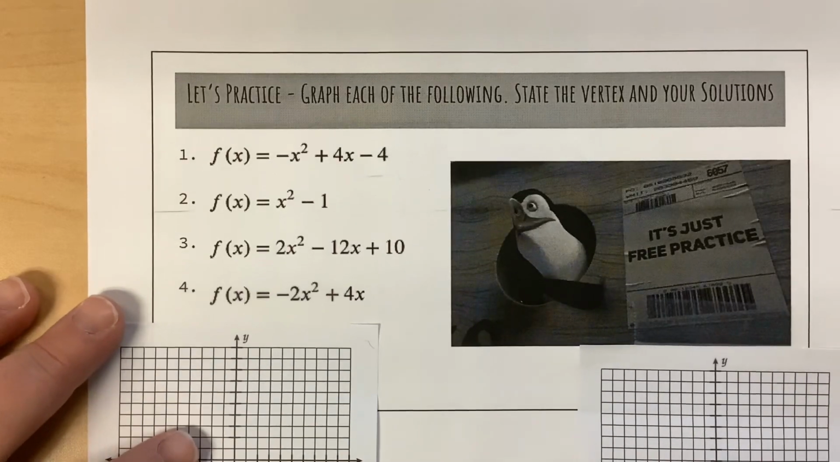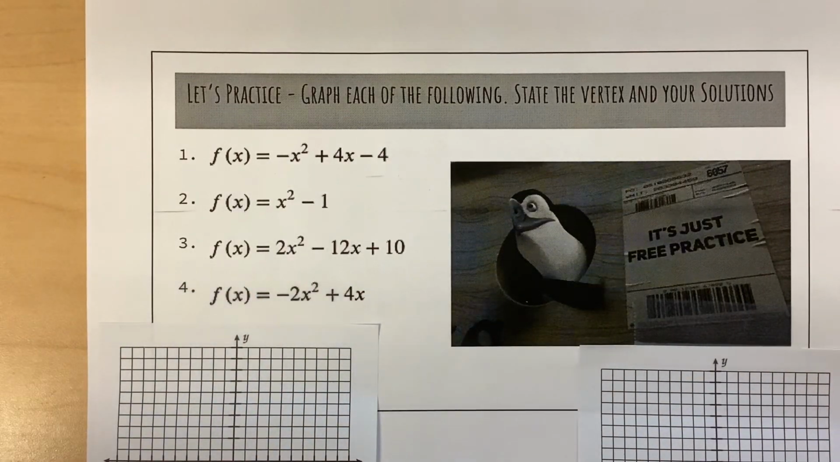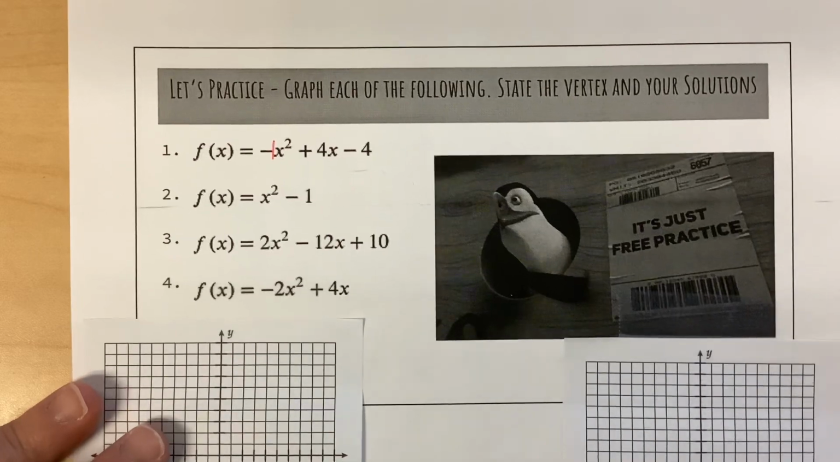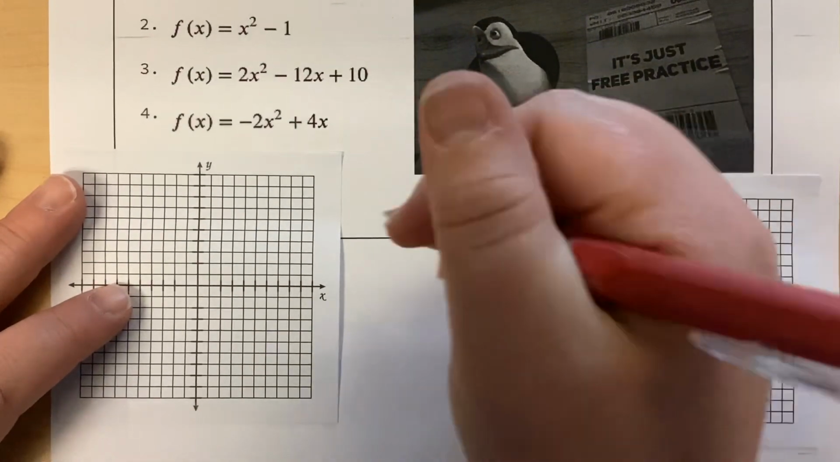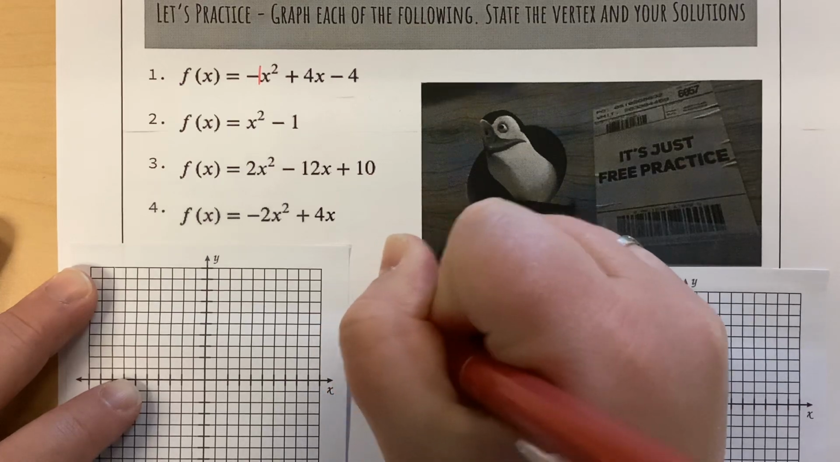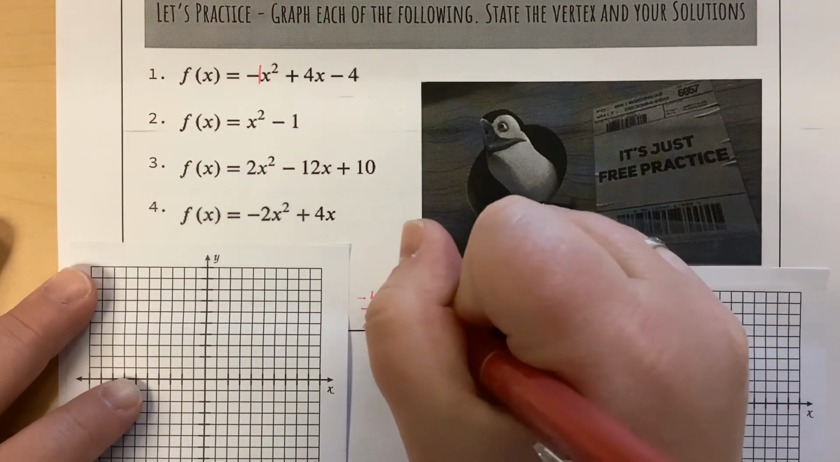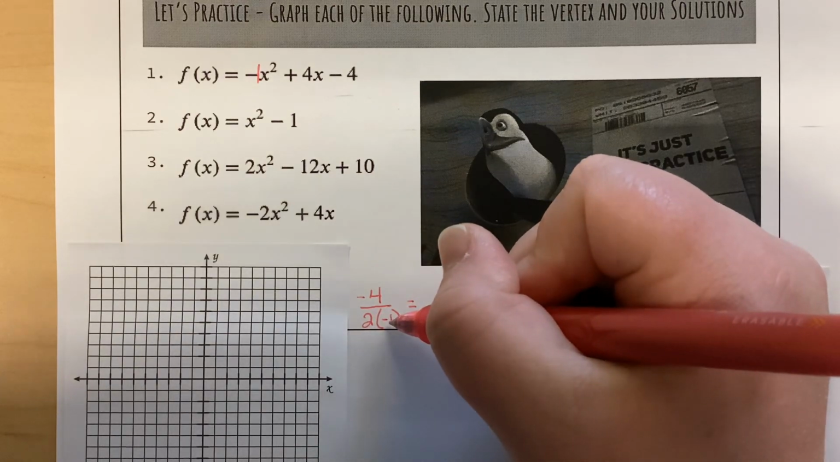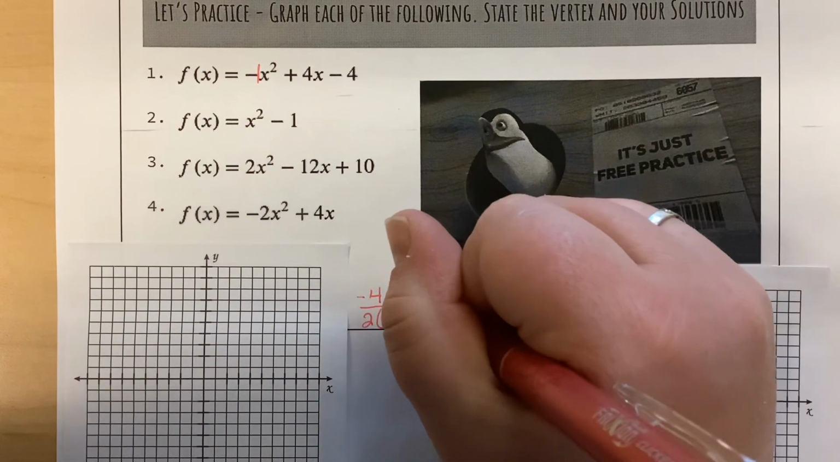All right, so the first one we have is -x squared plus 4x minus 4. Of course we have to find the vertex first. So it's opposite b over 2a. Remember, there's an invisible 1 here. So the opposite of b is going to be negative 4. So negative 4 over 2 times negative 1, which is a, will give us the x value. 2 times negative 1 is negative 2. Negative 4 divided by negative 2 is positive 2.